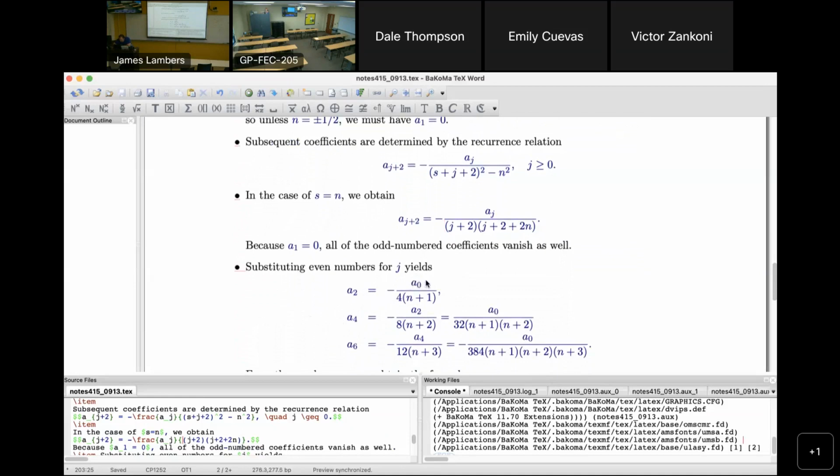So what do we see when we do that? First, there's this minus sign. There's a negation that happens every time, so we're going to have alternating signs. You're always going to have A0 as a factor.